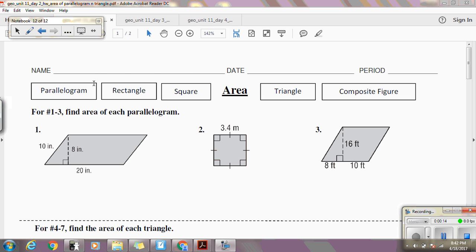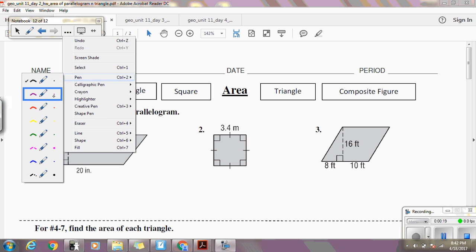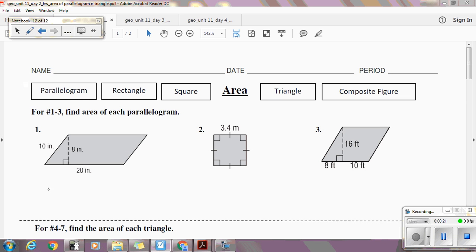So for 1 through 3, we're finding the area of the parallelogram. The formula for the area of a parallelogram is base times height. For number 1, our base is 20 and our height is 8. The base and the height have to be perpendicular, so where the two meet, I expect to see a right angle, which I do. So now I would take 20 times 8, which is 160. Our units are inches squared.